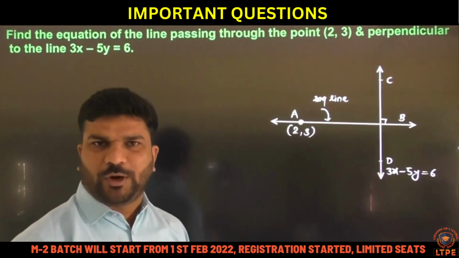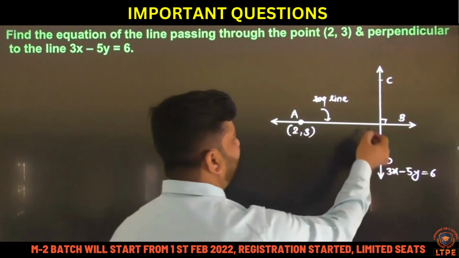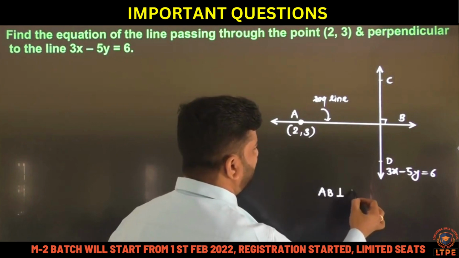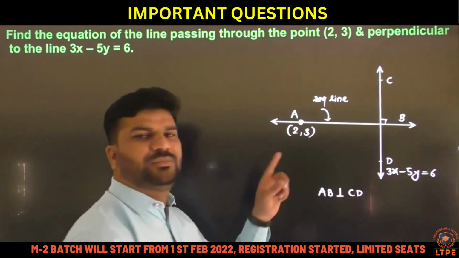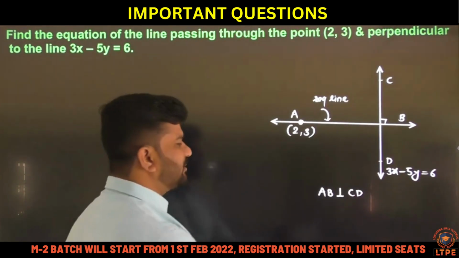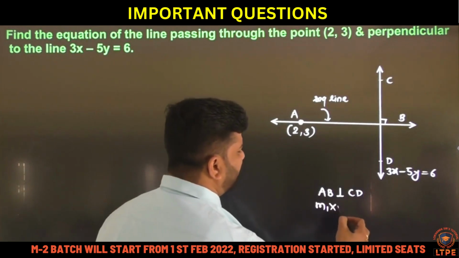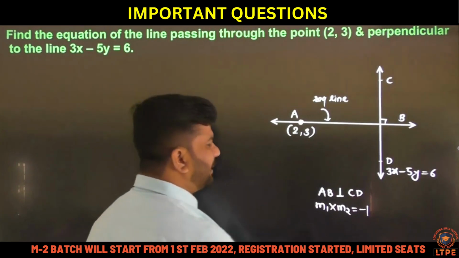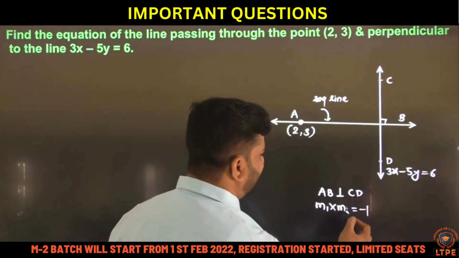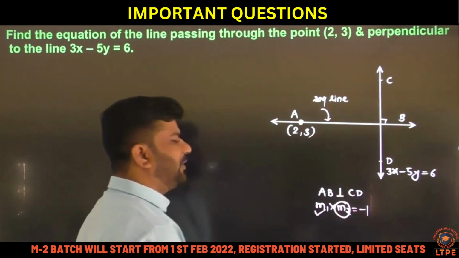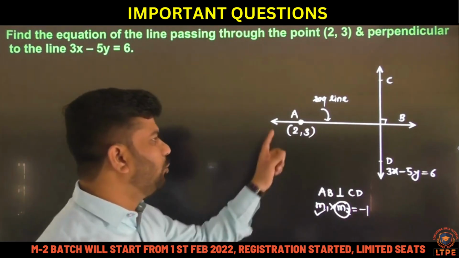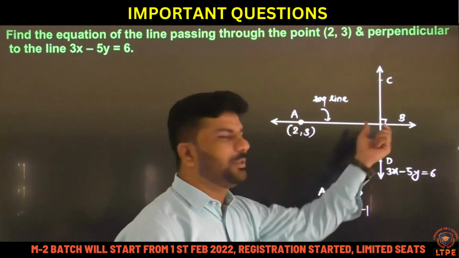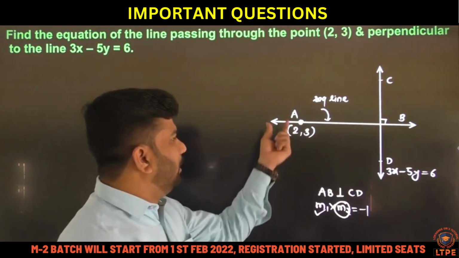The second one is the slope point form. These two lines are perpendicular to each other, that is, line AB is perpendicular to line CD. So if these two lines are perpendicular to each other, the product of their slopes is equal to minus 1. It means if I calculate the slope of line CD, that is m2, then we can easily find the value of m1, the slope of line AB. It means we can calculate the slope of line AB.